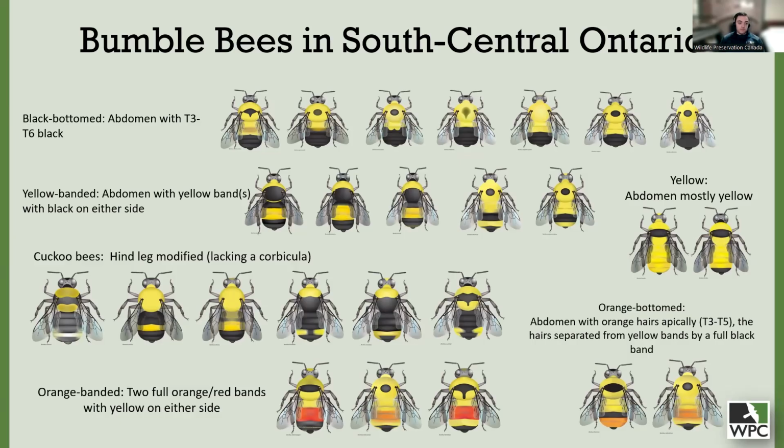So they have host species. Cuckoo bumblebee females will infiltrate an existing colony and then basically use the colony's resources and worker force to raise her own reproductive females and males. The way I describe them makes them sound evil, but they're actually not.